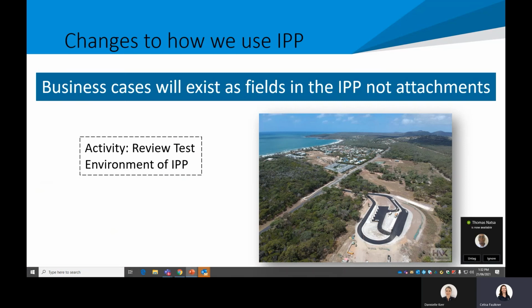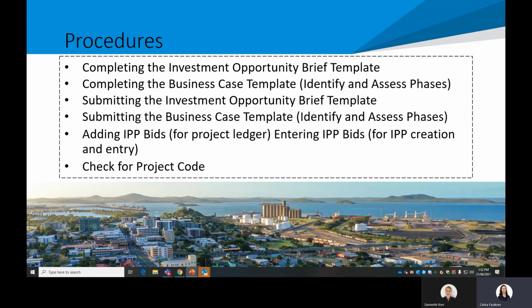Other questions on that? Yeah. So, enter procedures. Good segue. These are the procedures that will be available. So there's completing the investment opportunity brief, completing the business case template, and then submit, how you submit those two. Look, I'm in two minds. There's 4 procedures, of whether they should all be in one or not. So we'll see how we go. If it doesn't make sense, we'll just combine them.